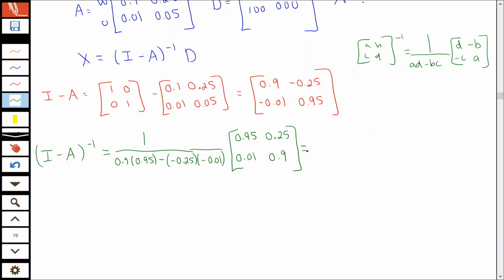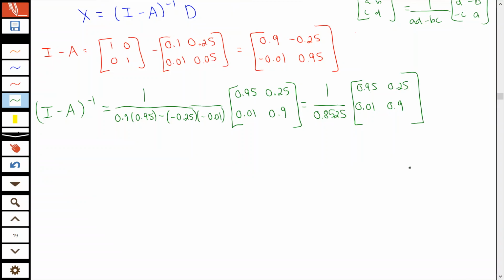So this gives me 1 over 0.8525. The rest of my matrix is currently the same. And I want to actually divide that number into my matrix. 0.95 divided by my 0.8525 is going to end up giving me 1.142. 0.25 divided by my 0.8525 is going to give me 0.293. On the bottom, I'm going to have 0.012 and 1.056.